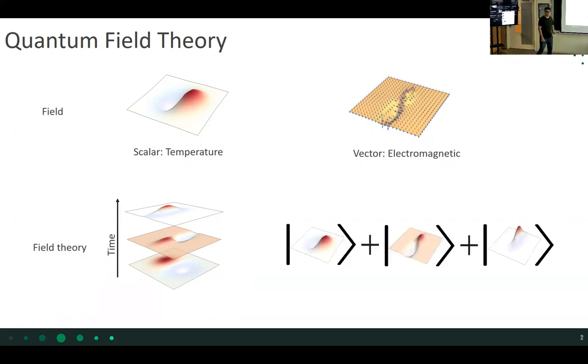So quantum field theory is a case where we have superpositions of the fields at any time, like quantum mechanics that describes a particle. The particle could be in a superposition of all possible states. Quantum field theory describes the case where the field is in a superposition of all its possible values.